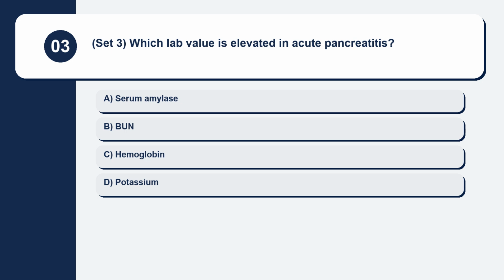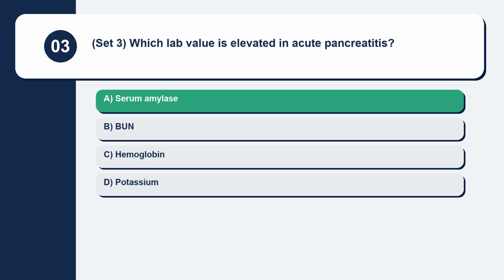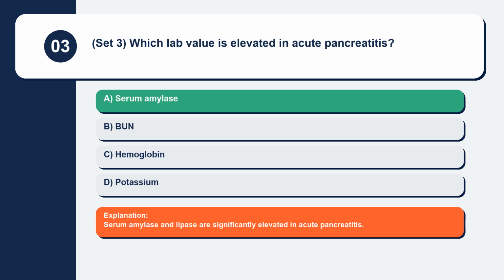Question 3. Set 3. Which lab value is elevated in acute pancreatitis? Serum amylase, BUN, hemoglobin, potassium. Serum amylase and lipase are significantly elevated in acute pancreatitis.